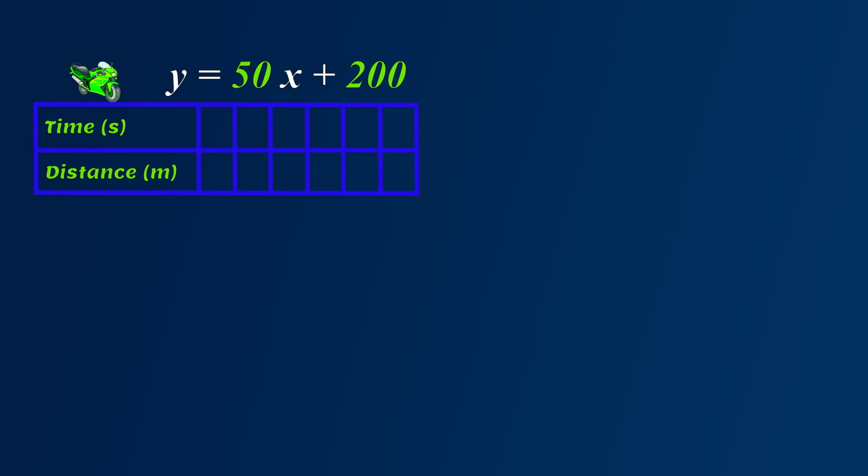Let's construct tables of values and then draw the graphs of these equations. The tables of values have an x part and a y part. In this example, the x is the time in seconds and y is the distance travelled in metres. Let's work out how far the bike goes in 5 seconds. At 0 seconds, that's the start, the bike is 200 metres ahead of the start line. After 1 second, the bike is 50 times 1 plus 200. That's 250 metres. And so on.